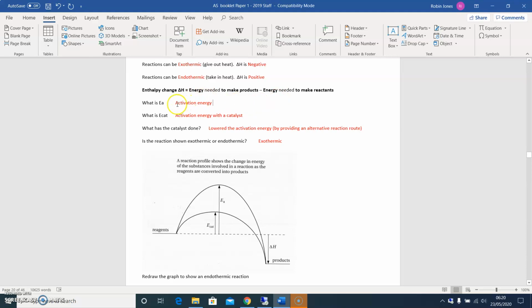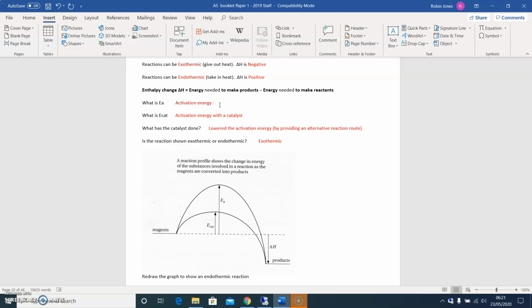EA is the symbol given for activation energy. That's the minimum amount of energy to get a reaction to start. So if you imagine something like a firework, which is extremely exothermic, going to give out heat, it actually doesn't give out heat until you give it a little bit of energy.